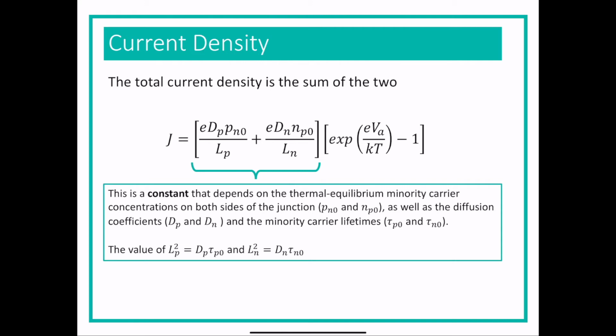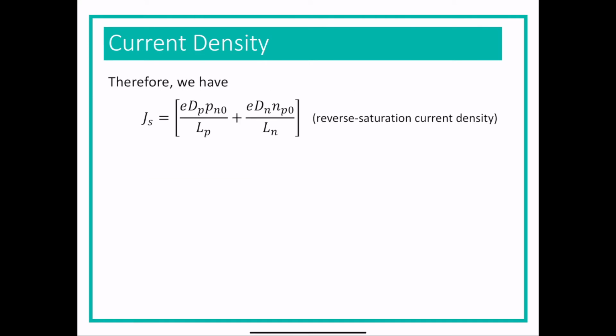So that whole part in the first square bracket is just a constant, which we can figure out. And we give that a name, actually. We call that the reverse saturation current density. So that is a value that if you know some of the parameters in there, if you know the diffusion coefficient and the minority carrier concentration and the minority carrier lifetime, you can figure out the reverse saturation current density, or sometimes it can just be given. It can be measured and given, and we know what that is.